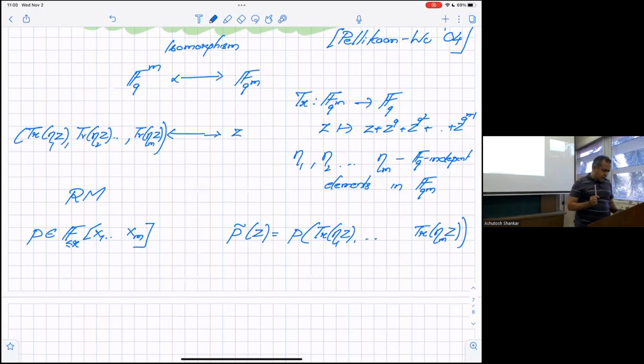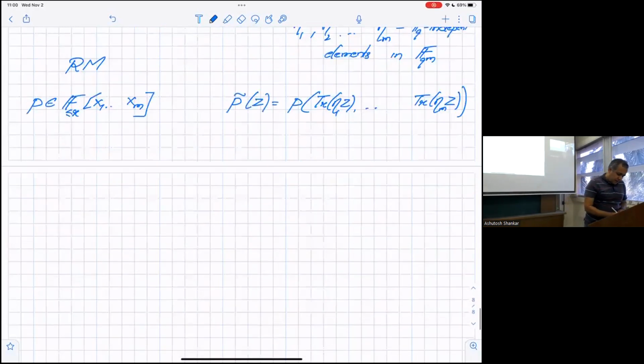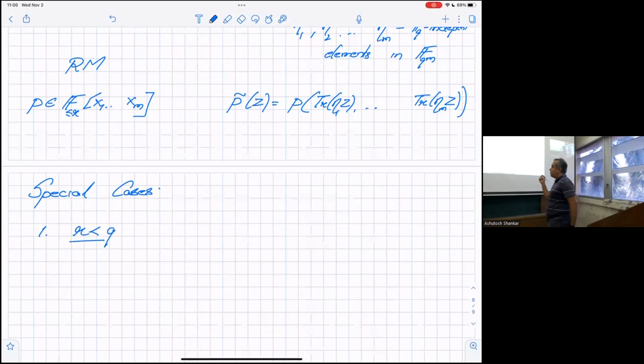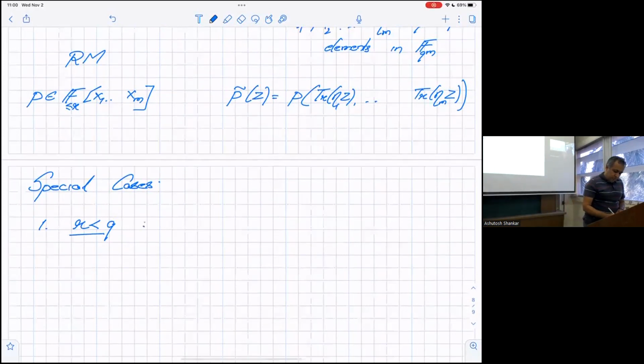But let's look at some special cases where this will not happen. The one case which I want to look at is r less than q. The two special cases we handled at the very beginning of the lecture were that the field is very large or the field is 2. If r is less than q, then what is the degree of p tilde?